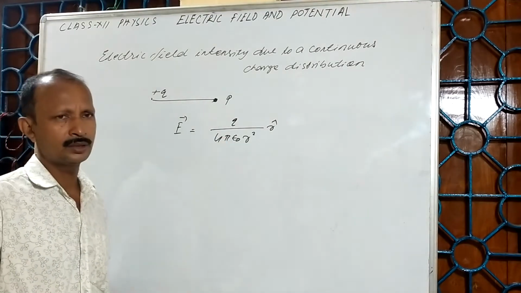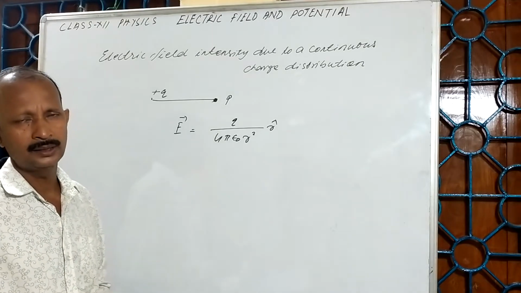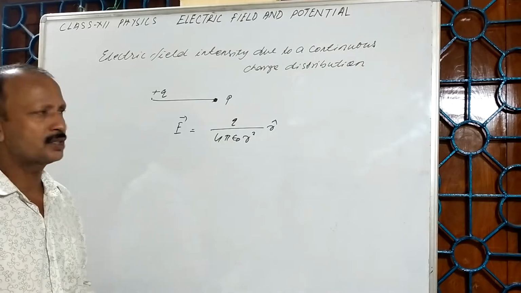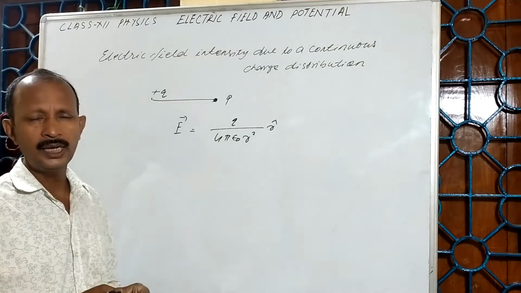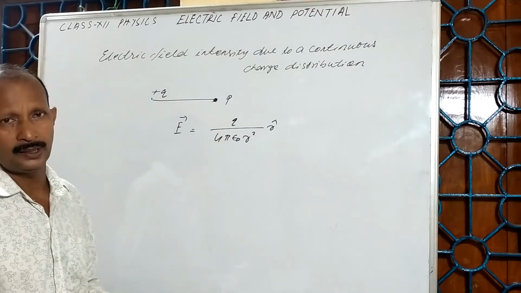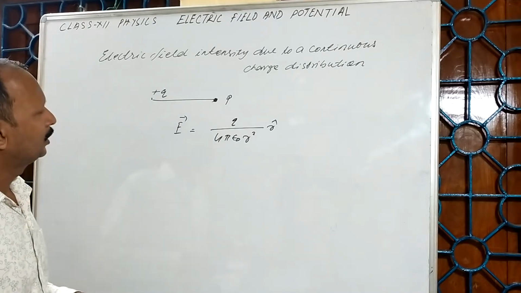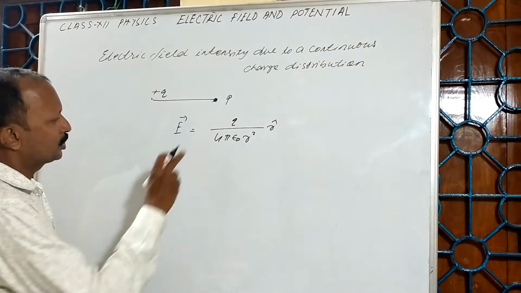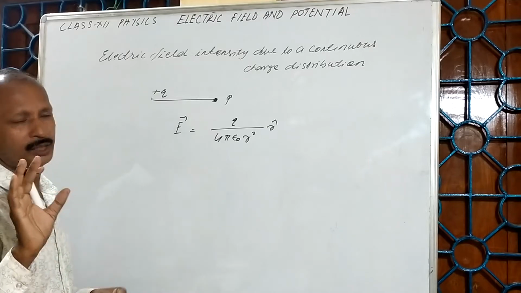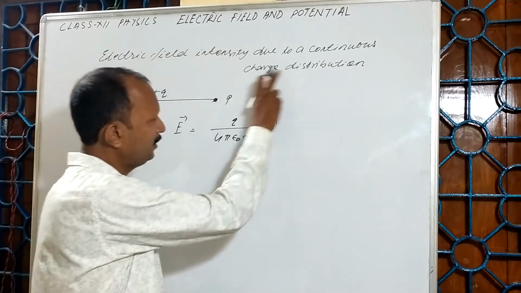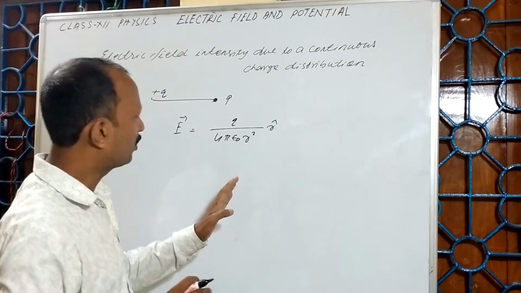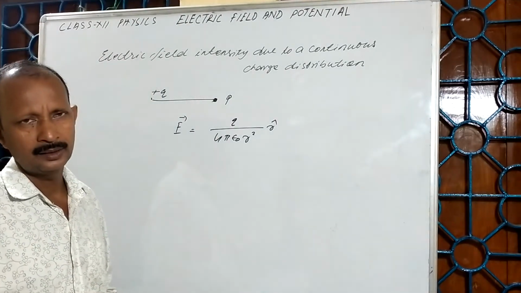Here the epsilon naught indicates that the point where I calculated the field intensity is in free space. And the charge present here was the small q, but in this case I can't use this formula directly.